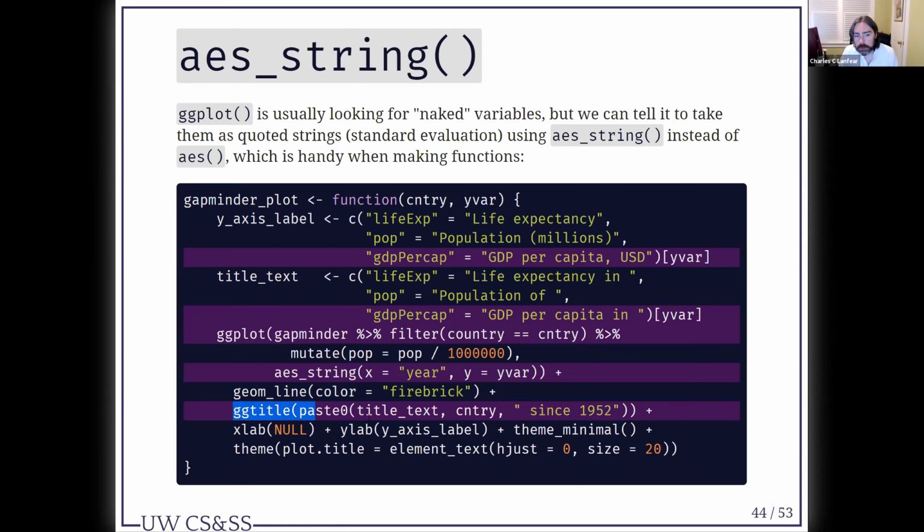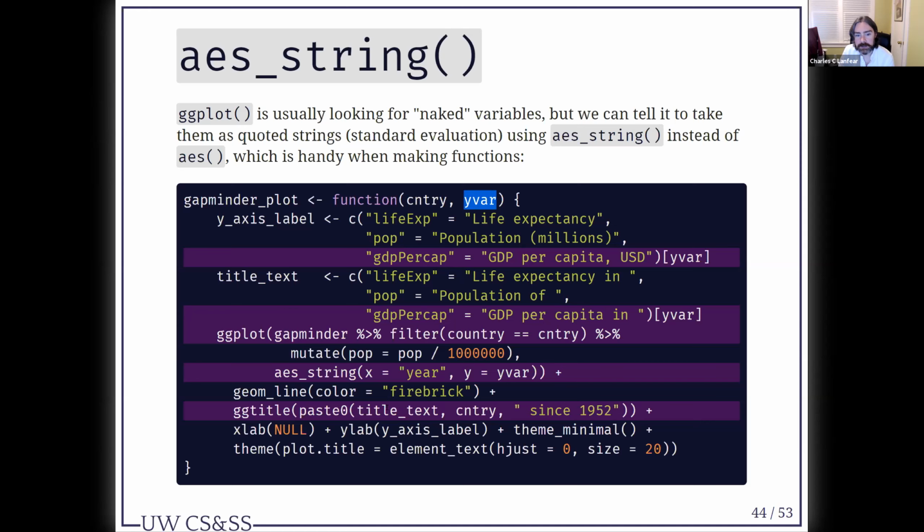But now look how much flexibility is in our title. ggtitle is going to paste together the title text, the country, and then "since 1952," because we haven't made it flexible for year. So how does this work? Let's say we gave this function Peru and GDP per capita.